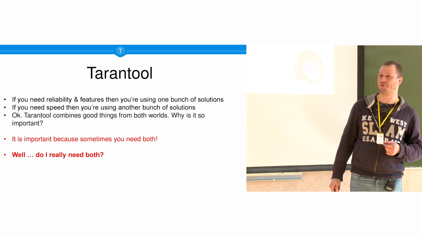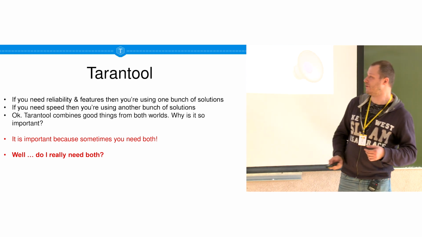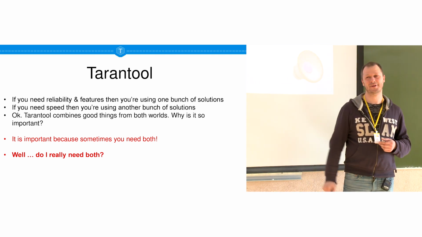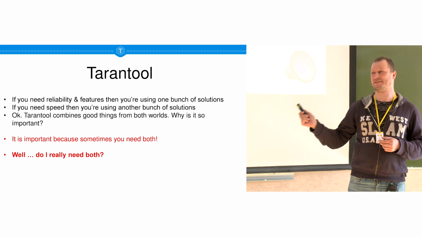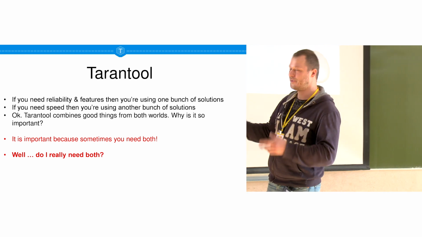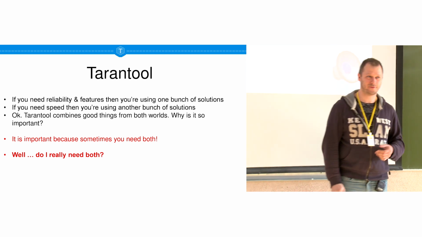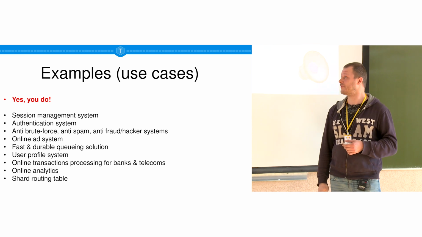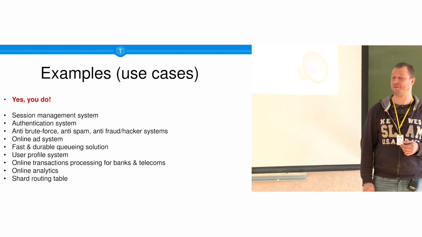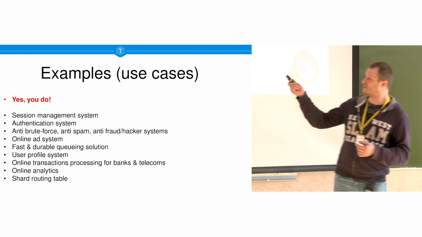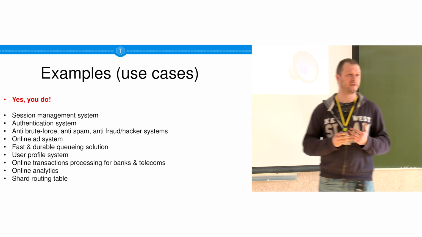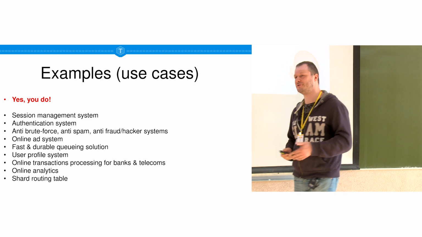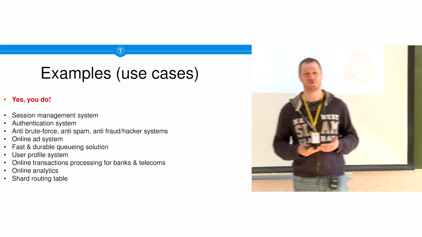So why is it so important to have both kinds of features? In fact, it is important. There are many applications, many cases when you need both features from both worlds. Here's a short list of these applications. They're all about web scale. So for example, session management systems. Just imagine you have a huge portal with many millions of users of daily audience, then you need to store sessions.